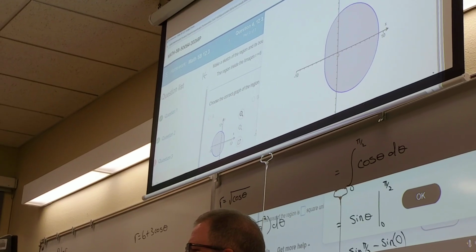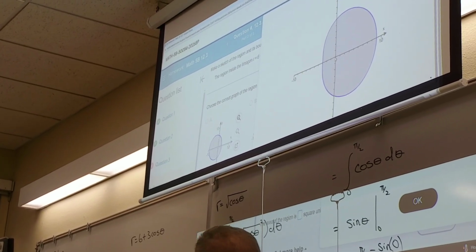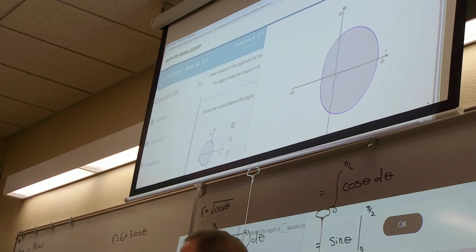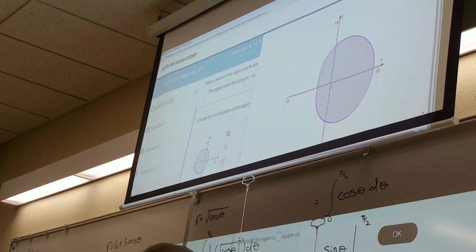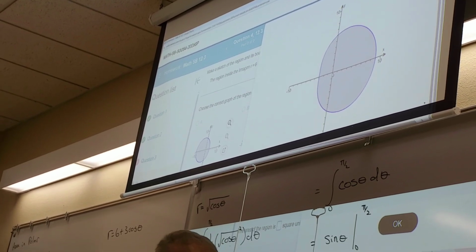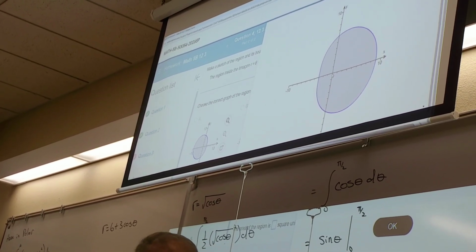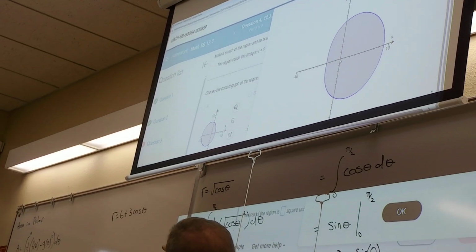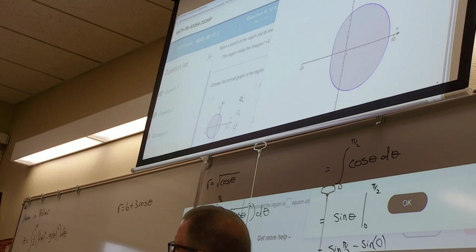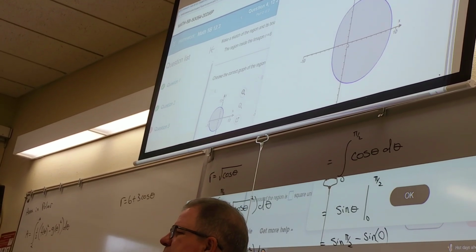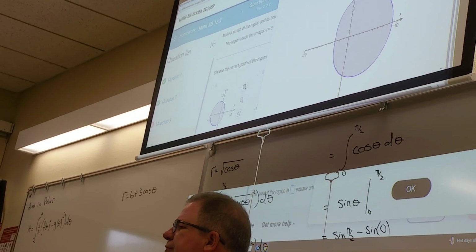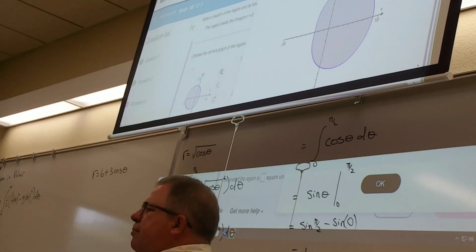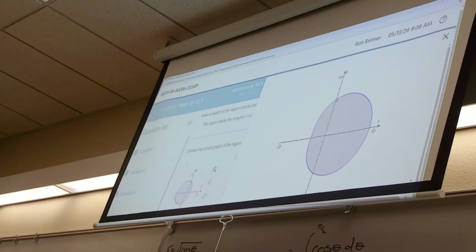So cosine of 0 is 1. And that gave us 9, so that gave us this point over here. What happens if we do pi over 2? Cosine of pi over 2 is 0. 0 times 3 is 0, plus 6 is 6. 1, 2, 3, 4, 5, 6. That gives us this point up here, doesn't it? 0 to pi over 2.